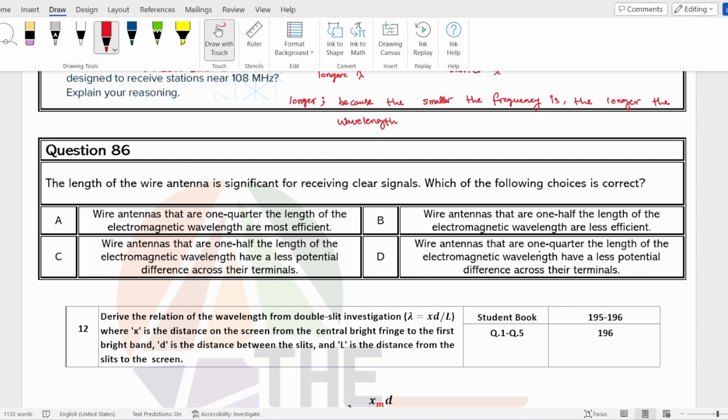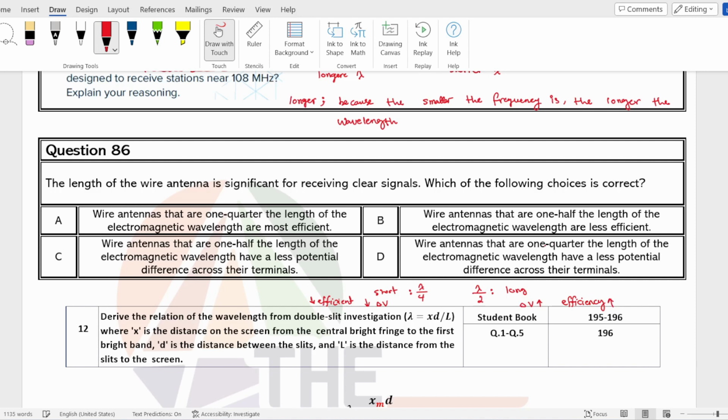Why? We compared the 1/4 wavelength, lambda over 4, and lambda over 2. We said in the case of lambda over 2 this corresponds to long antennas and this one corresponds to short antennas. And we agreed that short antennas have less potential difference, meaning that they are less efficient. Whereas in the case of the long antennas, we agreed that the delta V across the terminals is greater. Accordingly, the efficiency is also greater compared to that one.